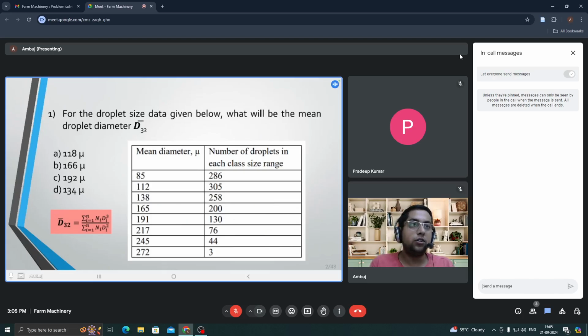So please take your time. I'll give you 5 minutes, 5 good minutes. Please try to calculate the numerator and denominator, calculate them separately, then try to divide and tell me what is coming. Then we will discuss what are the other mean diameters also as well as their significance. Yes, please do try to solve.